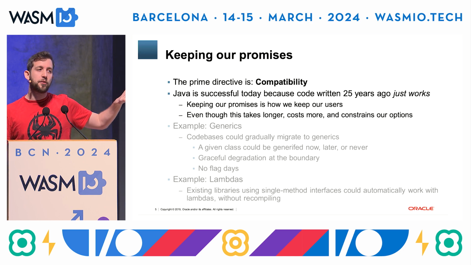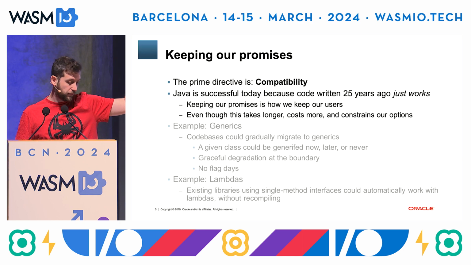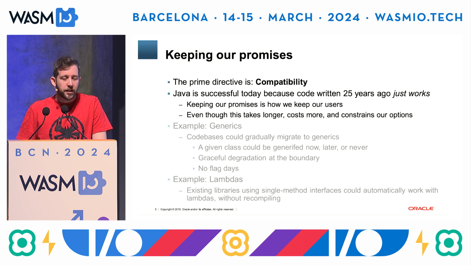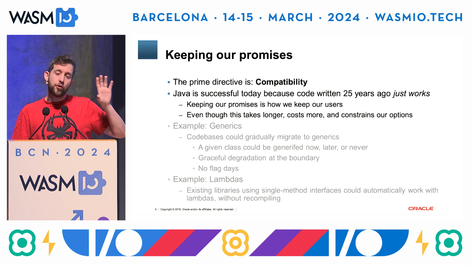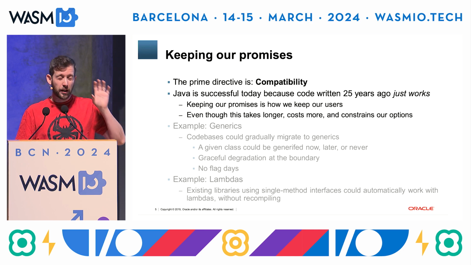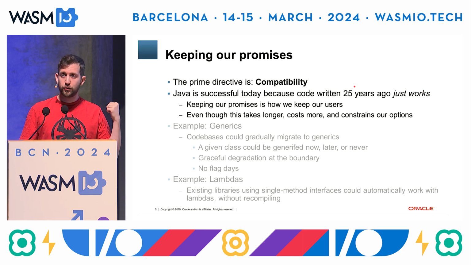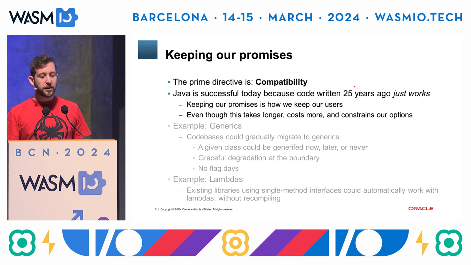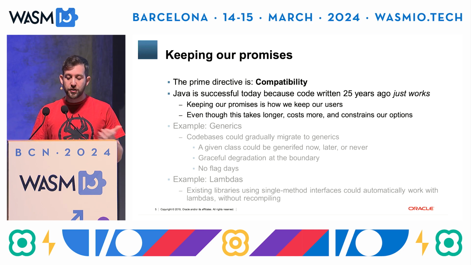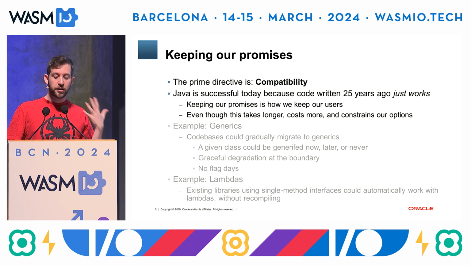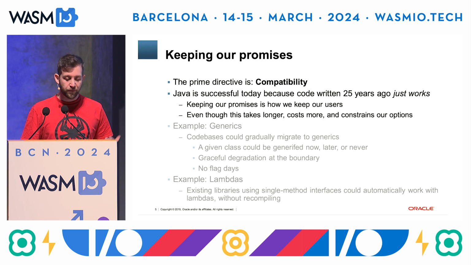This is from a talk by Brian Goetz, one of the Java architects at Oracle. It's from 2019, Java Language Futures. It says 25 years here, but it's from 2019, so it's 30 years now. Prime directive is compatibility. Java is successful today because code written 30 years ago just works. Keeping our promises is how we keep our users, even though this takes longer, costs more, and constrains our options.